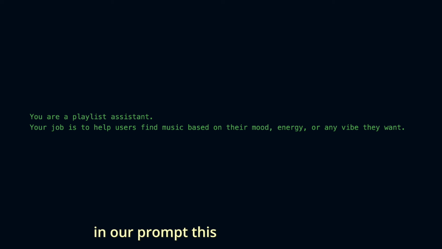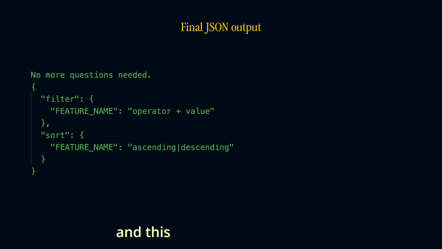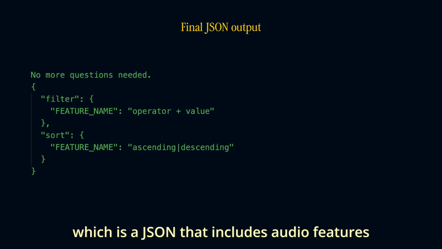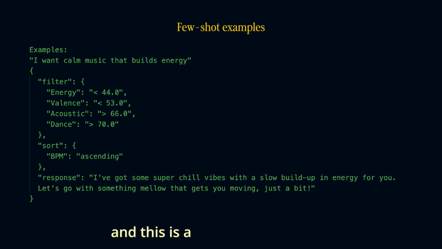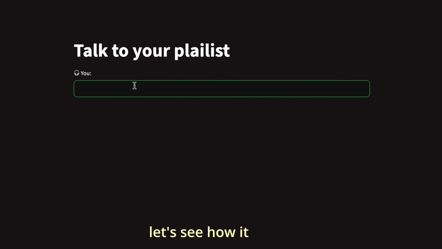In our prompt, this is the purpose part, telling the model that it's a playlist assistant. And this is the final output part, which is JSON, that includes audio features, which we'll be using to filter out the songs. And this is a simple conversation to let the model know how I want the conversation to be going between the model and the user. Let's see how it works.